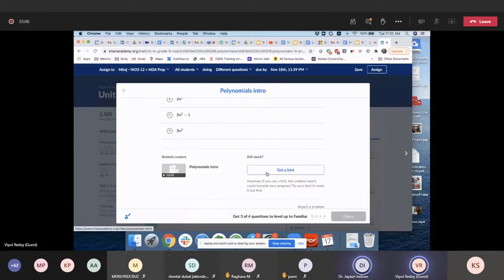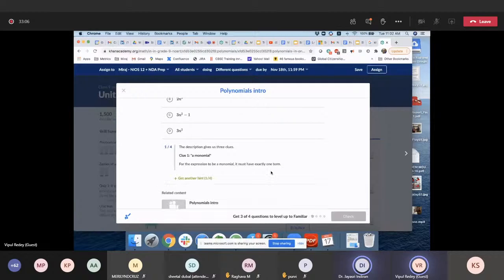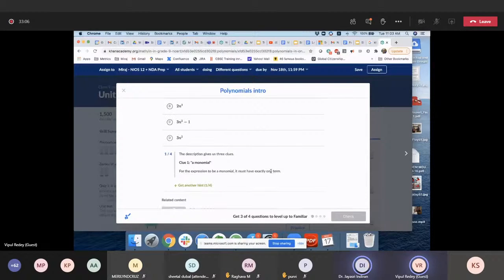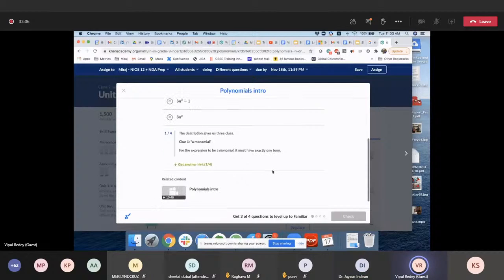It'll scaffold you towards the answer without really giving you the answer. And so the whole idea is that it helps you with both your learning as well as your practice.